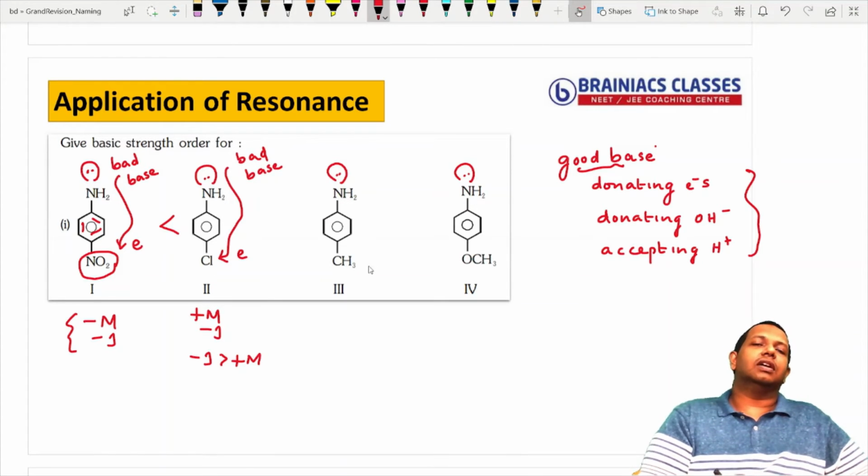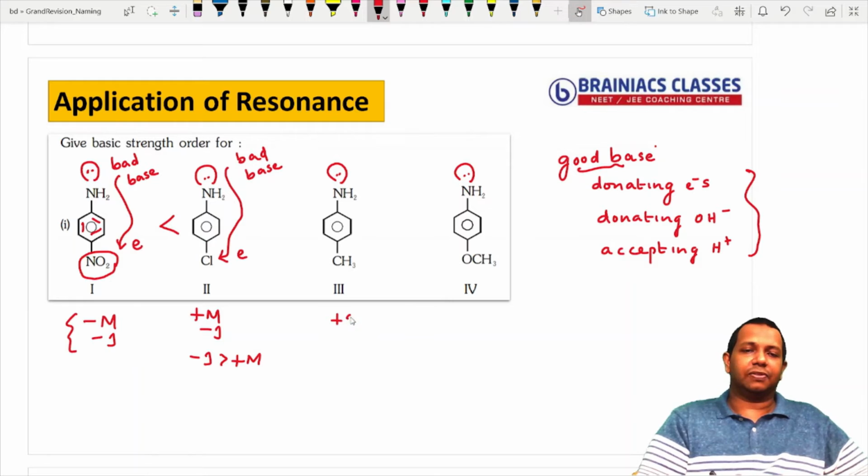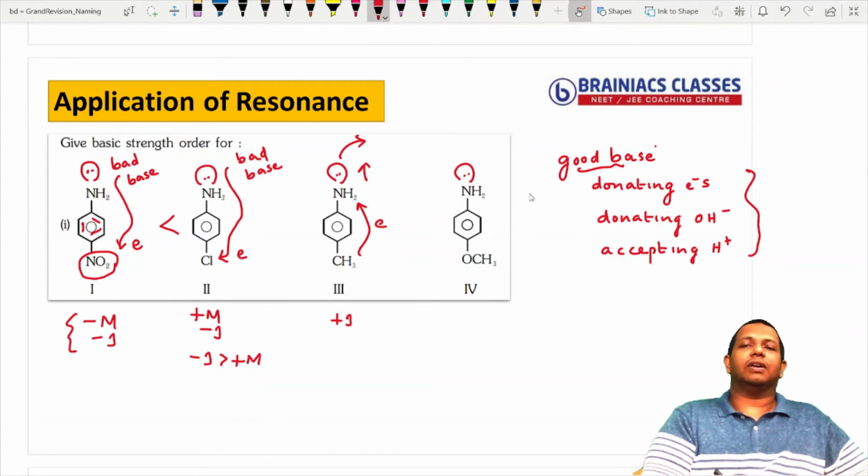Now coming to the third one, we know CH3 has a plus I effect. So what it will do is push the electrons away from it. So the electron density over here increases, so it can donate the electron very fast. If it is capable of donating the electron very fast, it is a good base. I can say it is a good base.